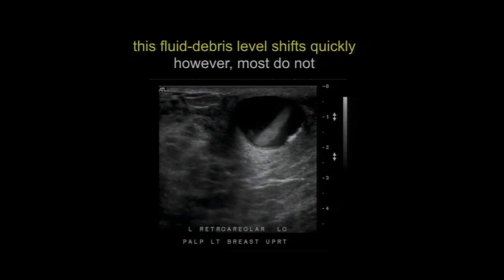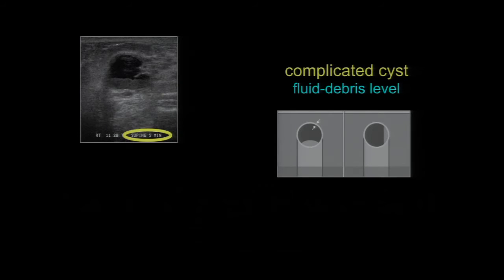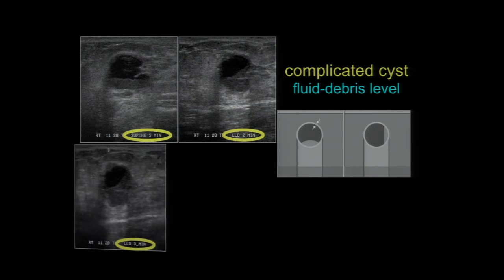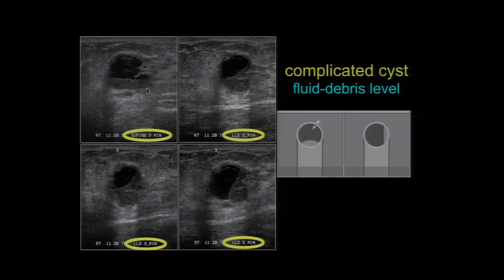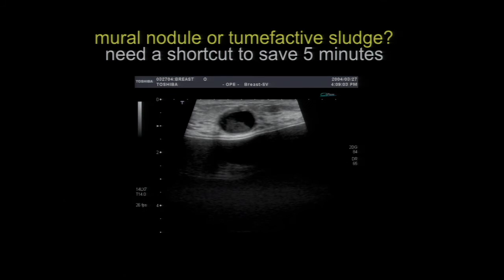Now, the debris level can move quickly, as it is in this case, but usually it's so thick that it takes like 5 minutes to make it shift. So we can see that the patient's on her back. I put her on her left side. It's only beginning to shift at 2 minutes, a little more at 3. It isn't until 5 minutes that it shifted to its new position, so you may have to wait a while to see it shift. This looks like a mural nodule, but in fact it's tumefactive pus in a chronically inflamed cyst.